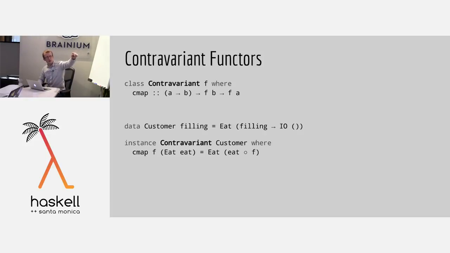So this type of functor where you have... How do you know which... So you know how to go from A's to B's.